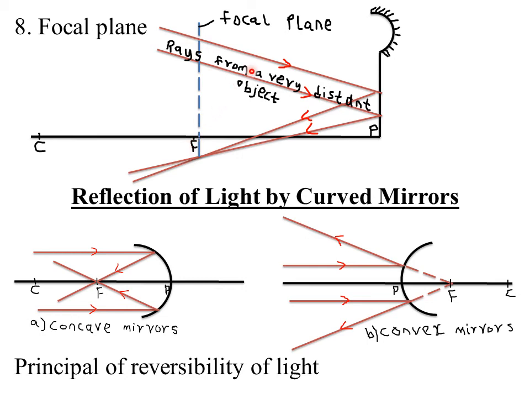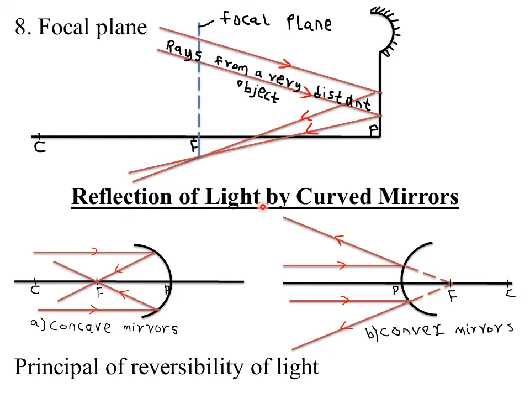Also, parallel rays not parallel to the principal axis will always converge at a point on the focal plane. That is for the case of concave mirrors. So all rays which are parallel to each other but not parallel to the principal axis will always converge at a point within the focal plane after reflection on the mirror. Here, this line represents my focal plane. So the focal plane is a plane perpendicular to the principal axis and passes through the principal focus.